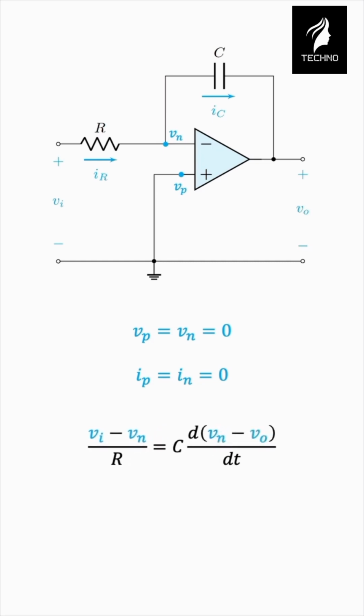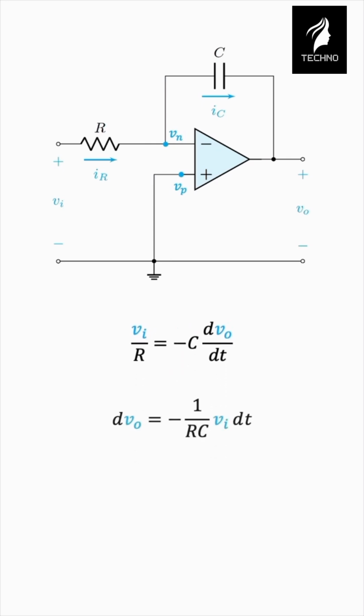And now let's use our knowledge that Vn must be 0, because remember, the non-inverting input is grounded, so if we substitute 0, the equation simplifies to this. Derivatives are linear operators, so we can take the negative outside, like that. And now let's solve for the output voltage Vo. We can cross-multiply, giving us dVo equals negative 1 over RC Vi dt. And now we can calculate Vo by integrating both sides. The integral of dVo is just Vo.